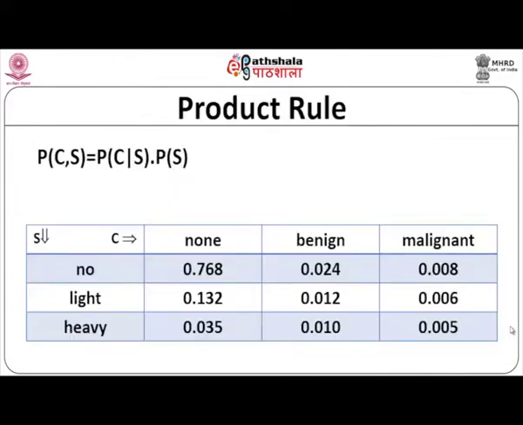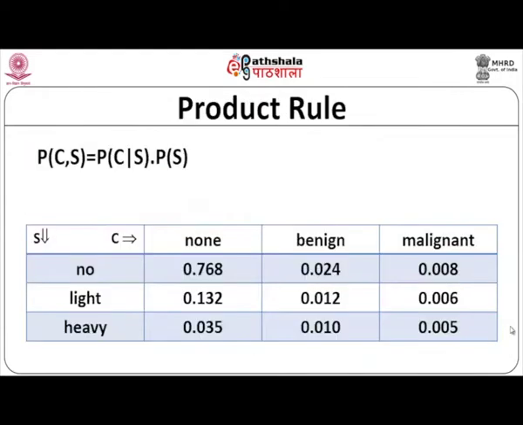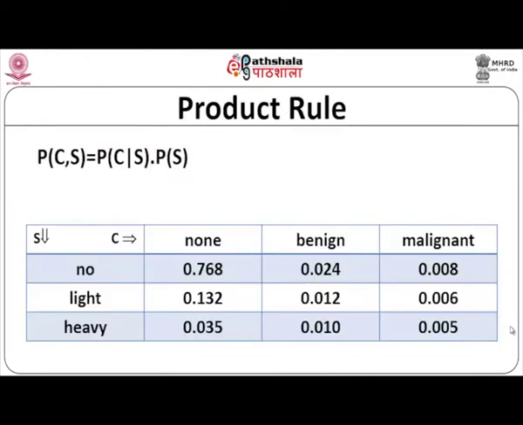Now, I want to find the joint probability of cancer and smoking. That is given by the probability of cancer given smoking times the probability of smoking. So, these are the probabilities of no, light, heavy given none. We have just multiplied these two values. If you can see, 0.96 times 0.80 gives you 0.768, 0.88 times 0.80 gives you that value.